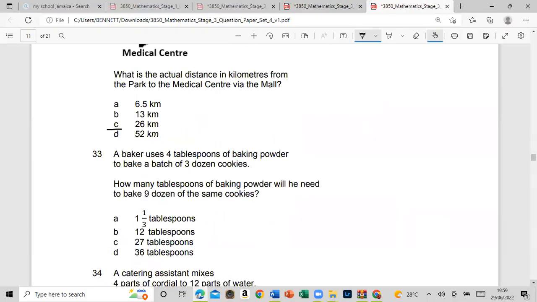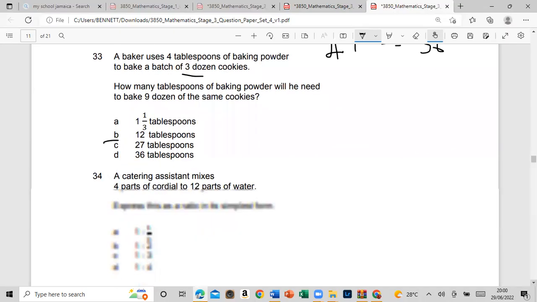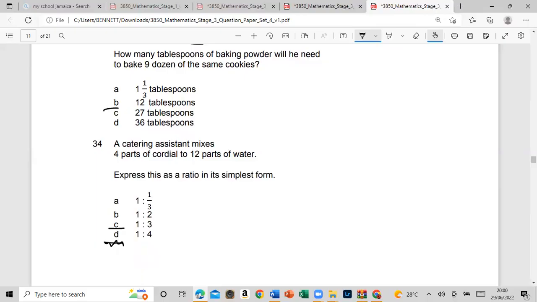A baker uses 4 tablespoons of baking powder to bake a batch of 3 dozen cookies. So 4 tablespoons bake 36. So 1 basically is worth 9. How many tablespoons of baking powder will it need to bake 9 dozen? So I'm going to work off 1 dozen. 4 tablespoons to bake 3. Sorry for that there, guys.